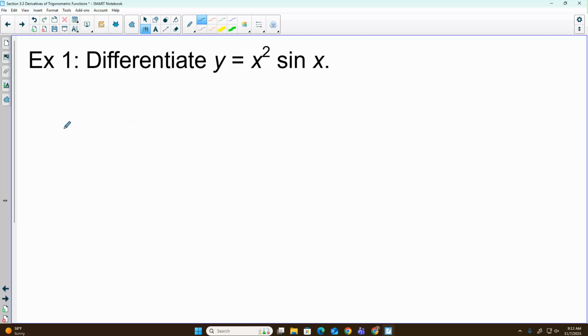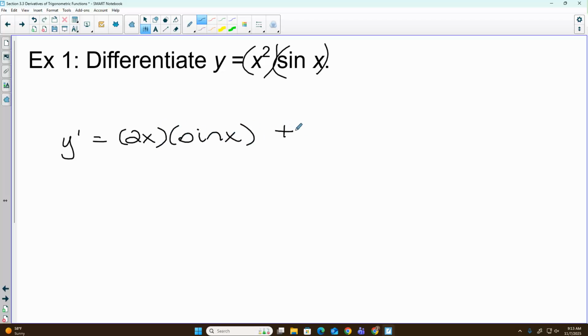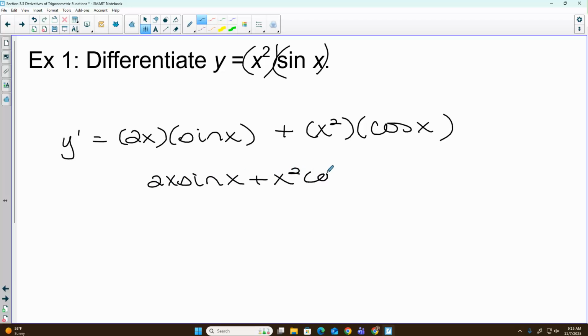So I could work out this problem. If I ask you to do this derivative, I'm going to have to do a product rule because I have two things, they both have an x in them. So product rule is derivative of the first. What's the derivative of x squared? 2x, times the second, plus the first, times the derivative of the second, cosine. And that's it. You can drop the parentheses if you want. 2x sine x plus x squared cosine x.